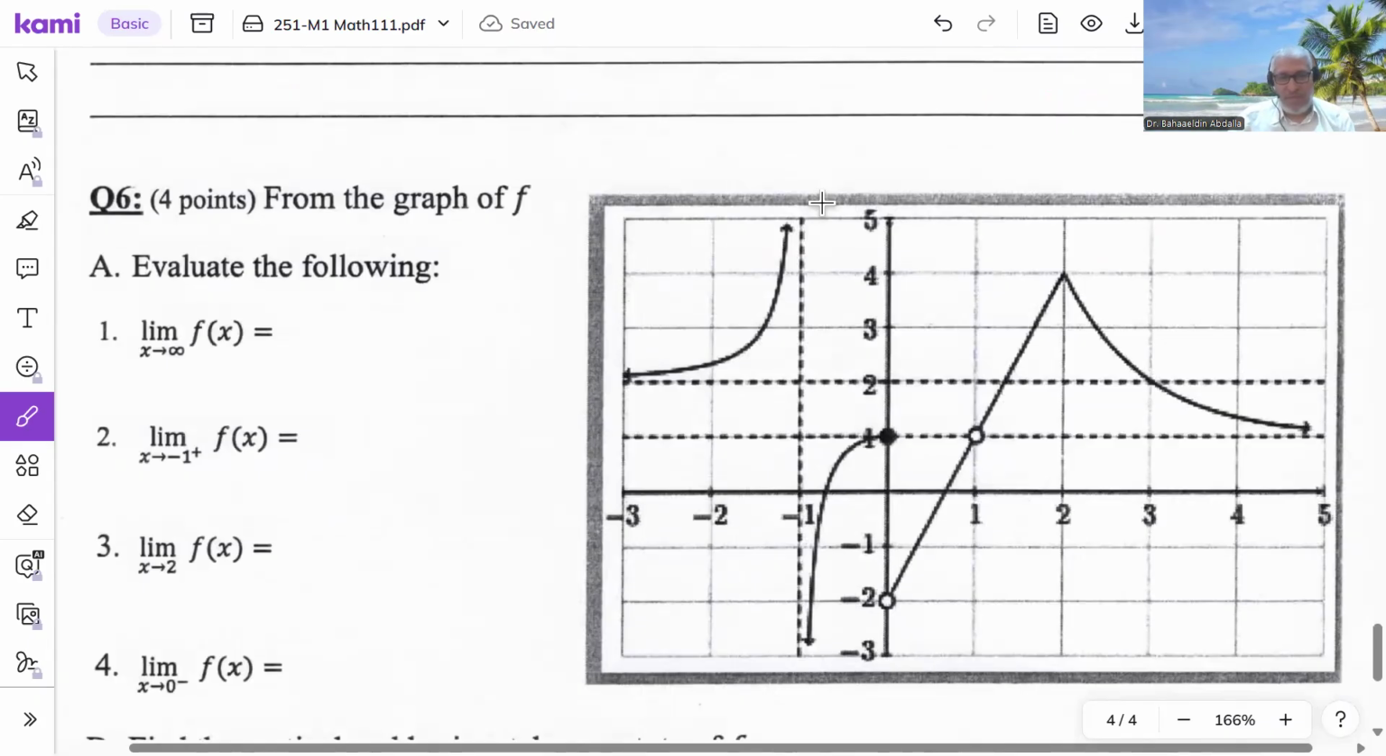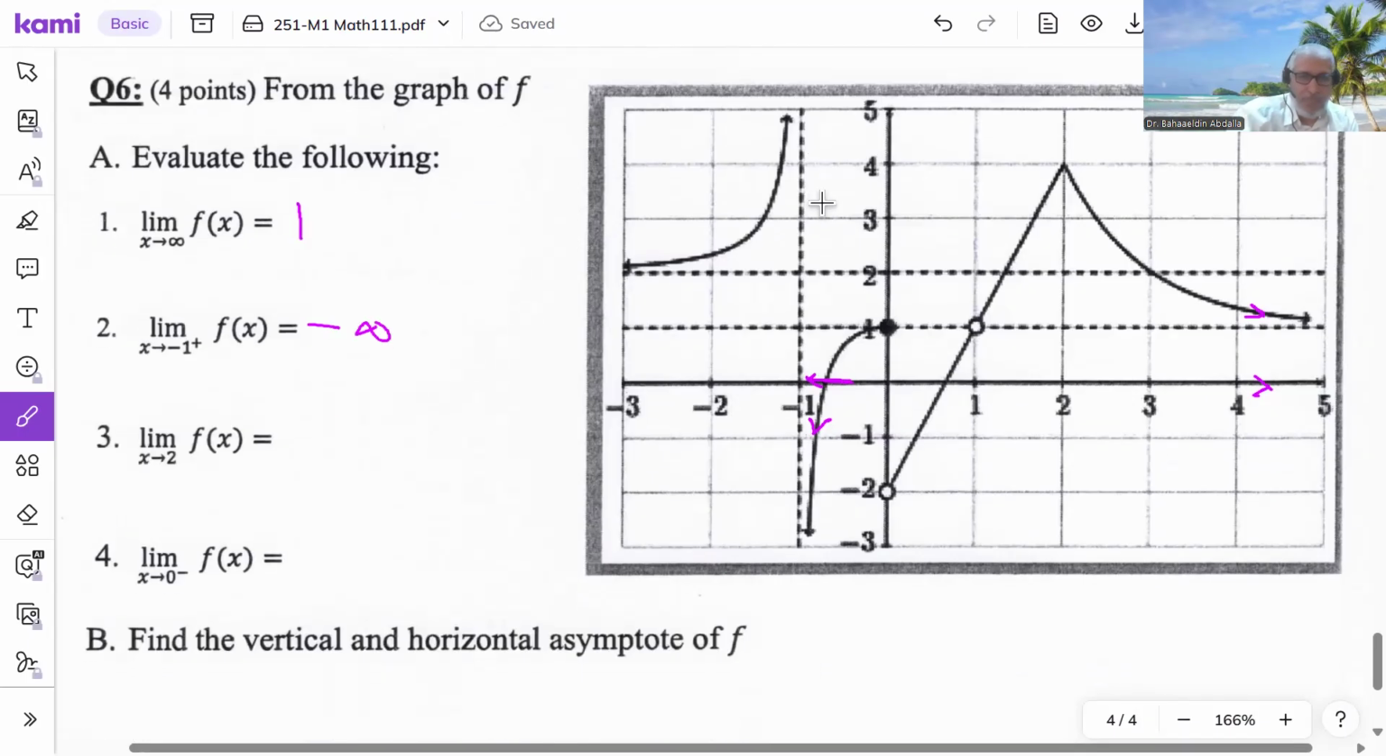Evaluate the limit as x approaches infinity. Well, this is x. As x approaches infinity, the graph is going like this. It's approaching this number, which is 1. As x approaches negative 1, this is negative 1 from the right. So x is approaching negative 1 from the right. What's happening to the curve? It's going down to negative infinity.